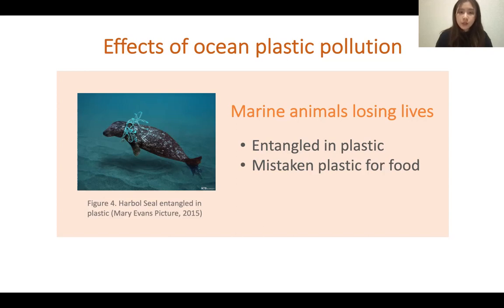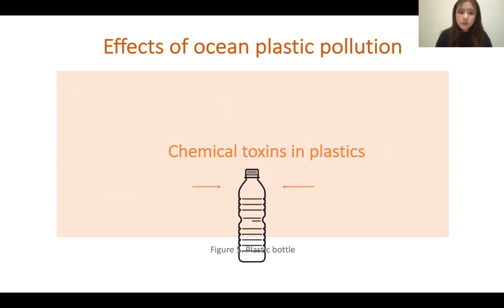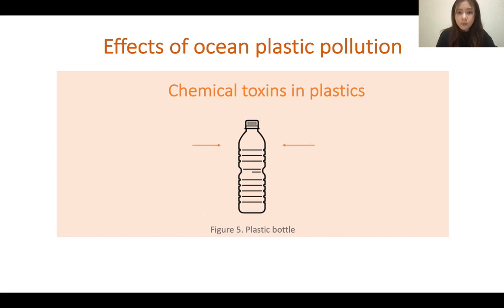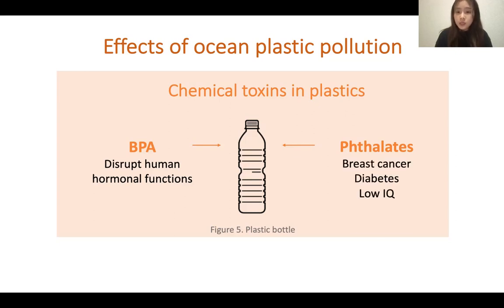And did you know that besides marine animals, plastic can also bring negative effects to us humans? Plastic contains chemical toxins, for example, BPA and phthalates. Both of these are used in many things, including plastic bottles and food packaging materials. When this plastic breaks down in the ocean, the fish are exposed to these toxins. And for us humans, eating fish that are exposed to these toxins is very dangerous. BPA disrupts human hormonal functions, and phthalates can lead to breast cancer, diabetes, and also low IQ.